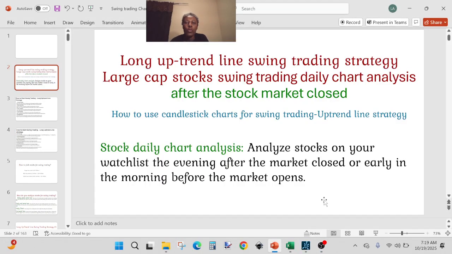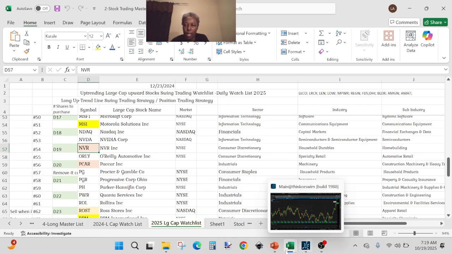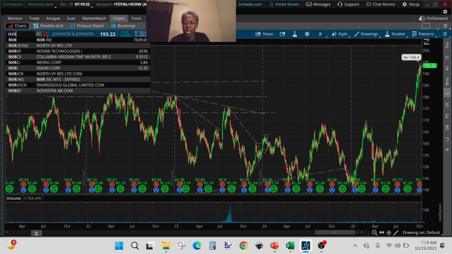Hello, how to use candlestick charts for swing trading, up trend line strategy. We are going to use two stocks from our watch list to illustrate how we use candlestick in our swing trading. So the first one is NVR. NVR is highlighted on our spreadsheet because we purchased it and we have not sold it yet.